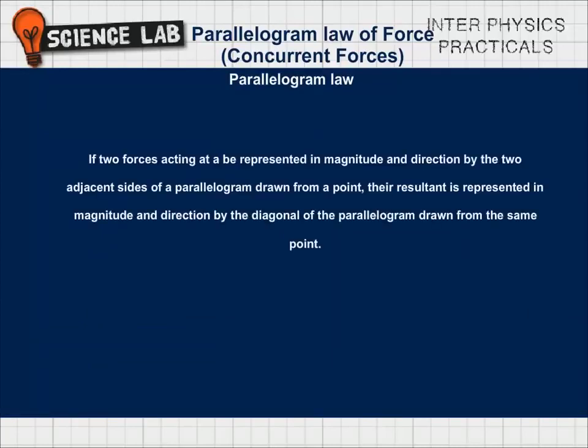Parallelogram law. If two forces acting at a point are represented in magnitude and direction by the two adjacent sides of a parallelogram drawn from a point, the resultant is represented in magnitude and direction by the diagonal of the parallelogram drawn from the same point.